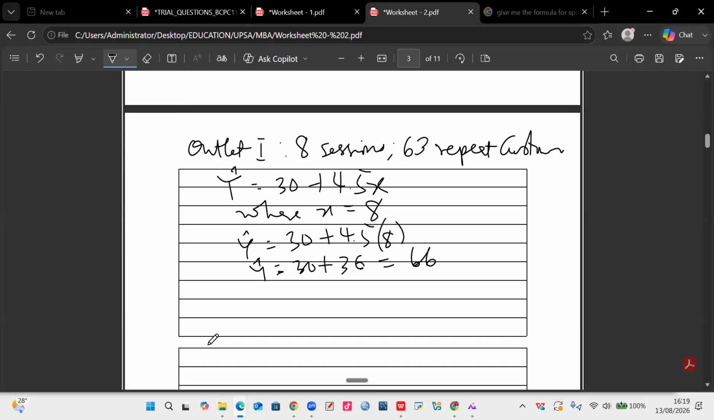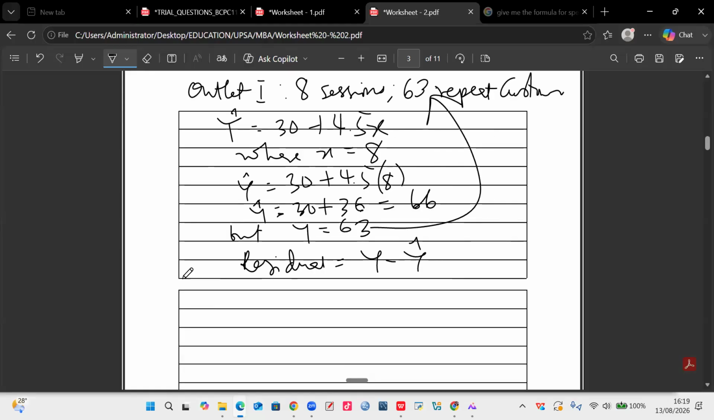66. But the actual is what? The actual is 63. So the residual will be equal to the actual minus the estimates. So what is the residual? So 63 minus 66. Minus 3, sorry.